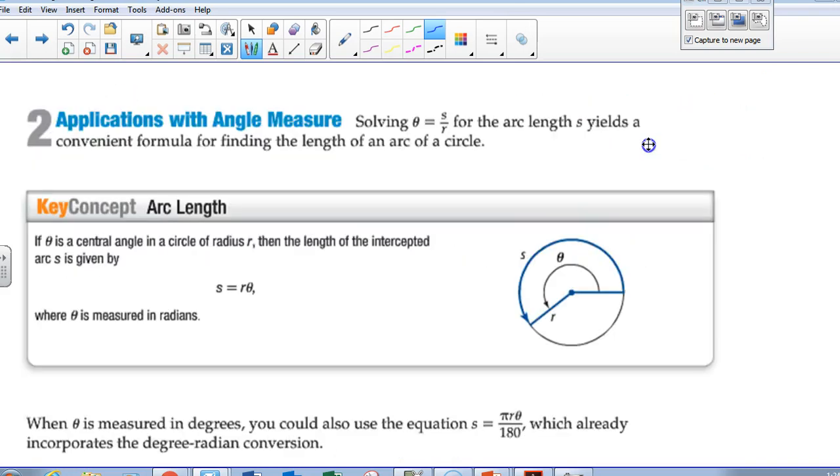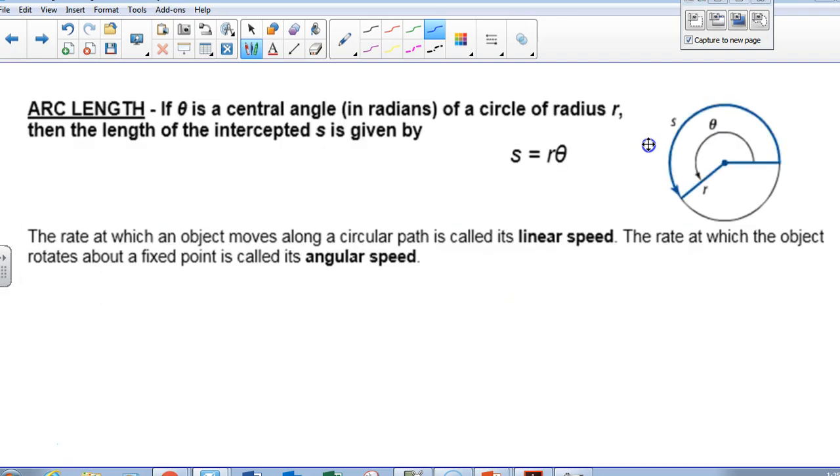All right, here we go. We talked about this. S equals R times theta. So arc length, you have this in your notes. The distance we get around here in radians. The theta has to be in radians, and we multiply by the radius, and we'll get the arc length. You have that formula on there. The rate at which an object moves along a circular path is called the linear speed. That's how fast something moves along here in centimeters per second, miles per hour, whatever, okay?